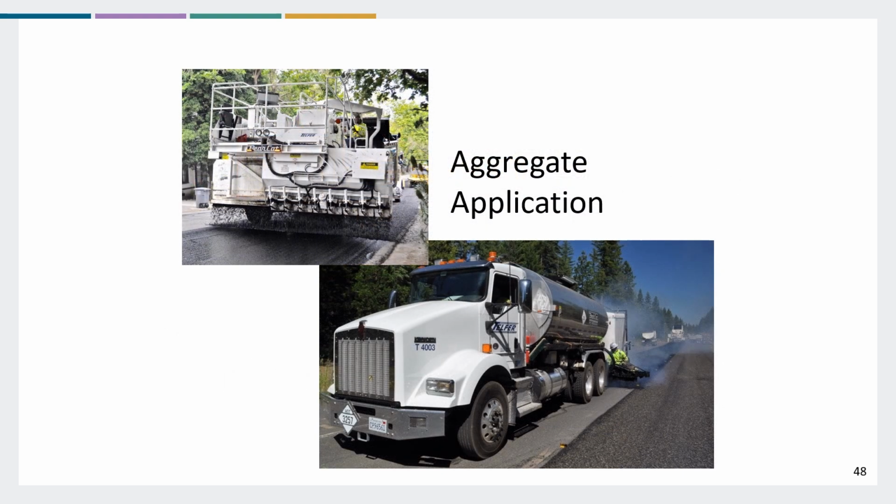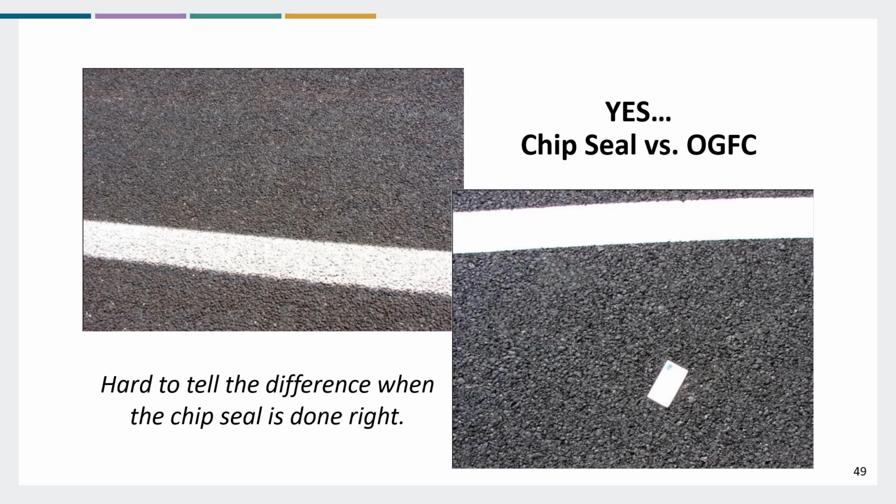And here's a picture of an asphalt rubber distributor truck applying an asphalt rubber chip seal. When done right, it's hard to tell the difference between a chip seal and an overlay. Do you know which one is a chip seal and which one's the open grade? This is our chip seal right here. If you got it, good job.